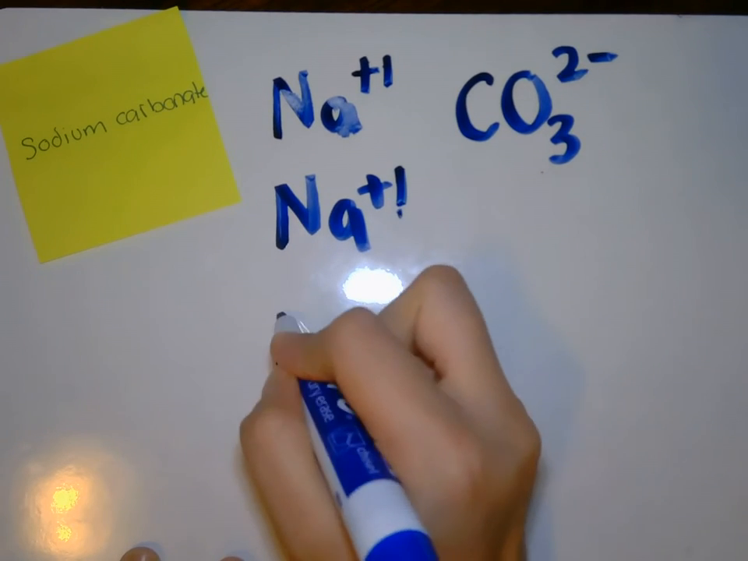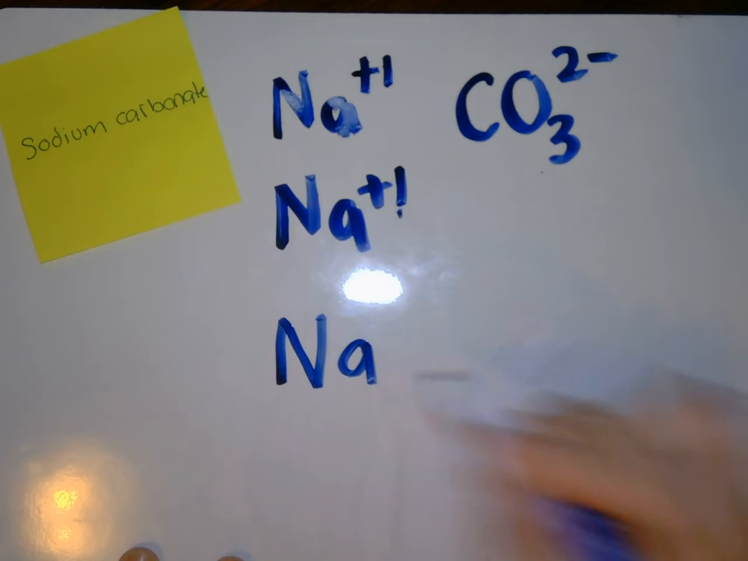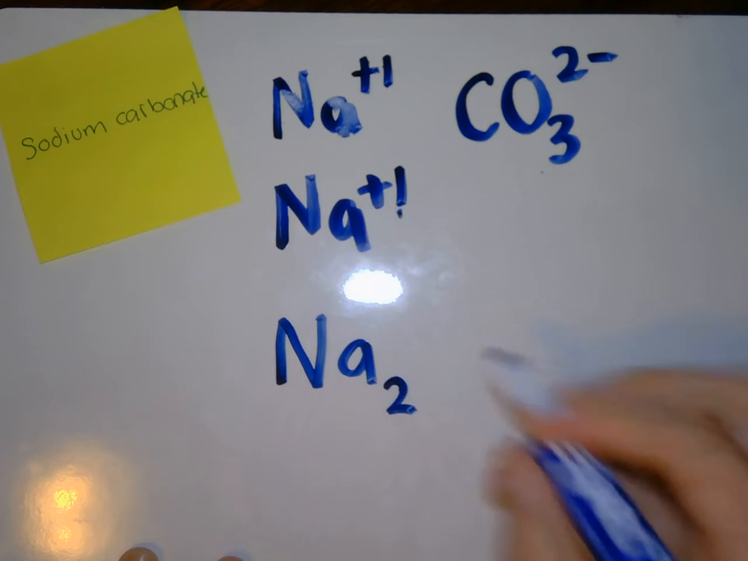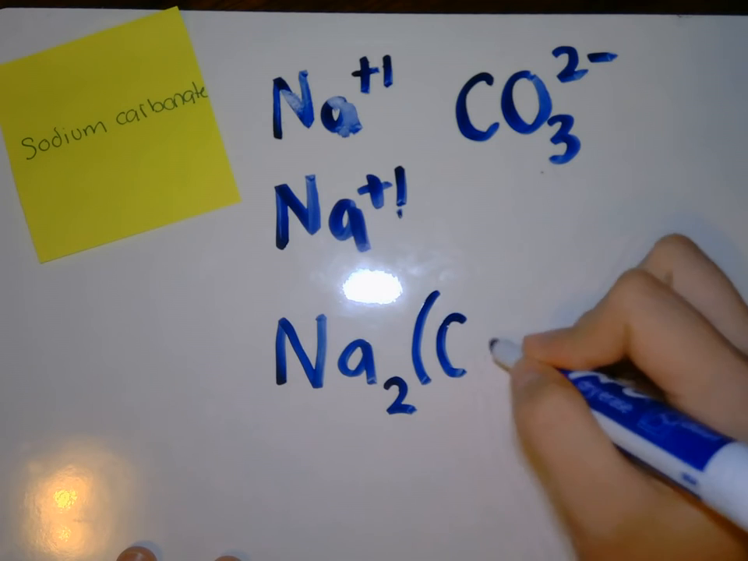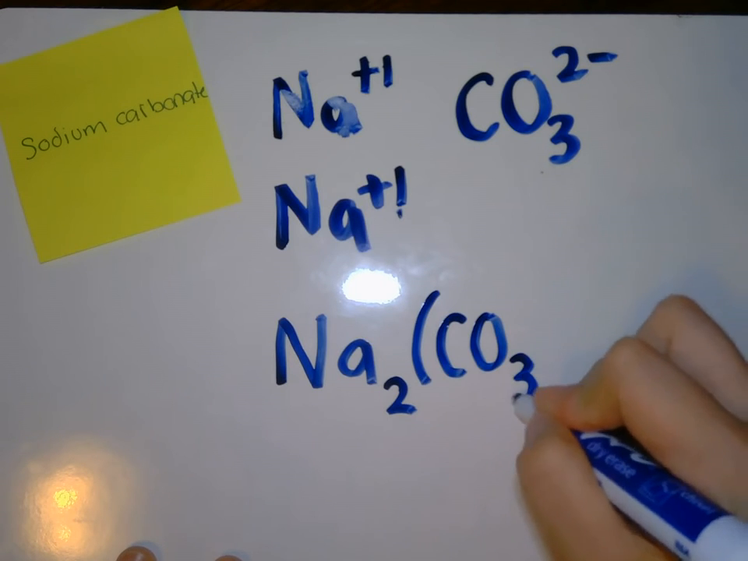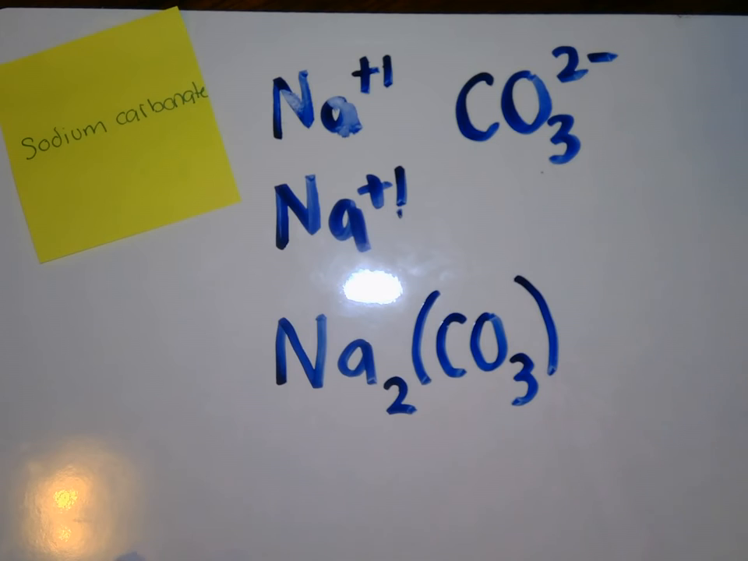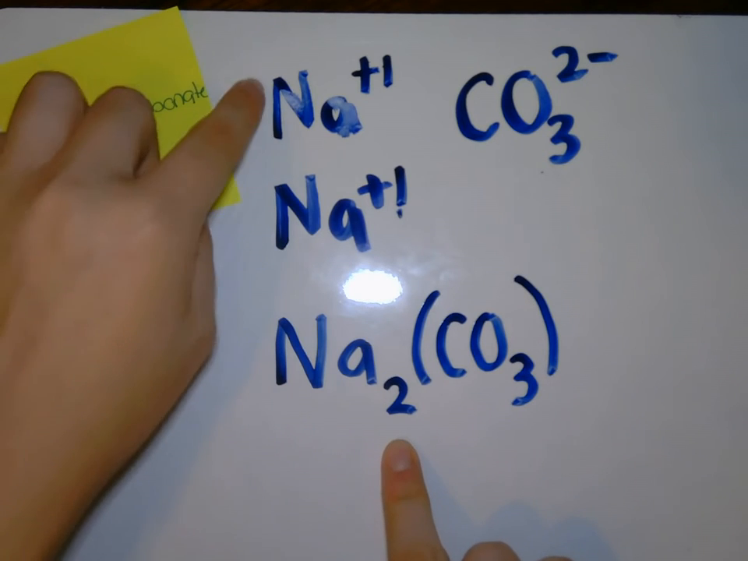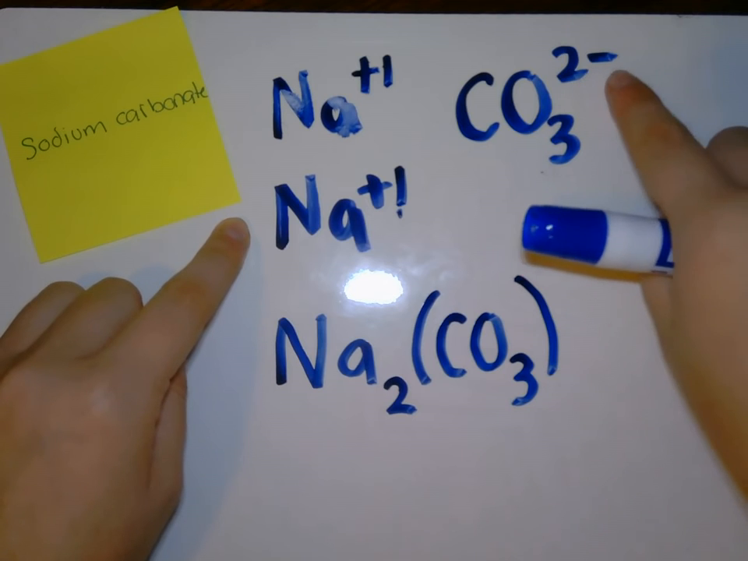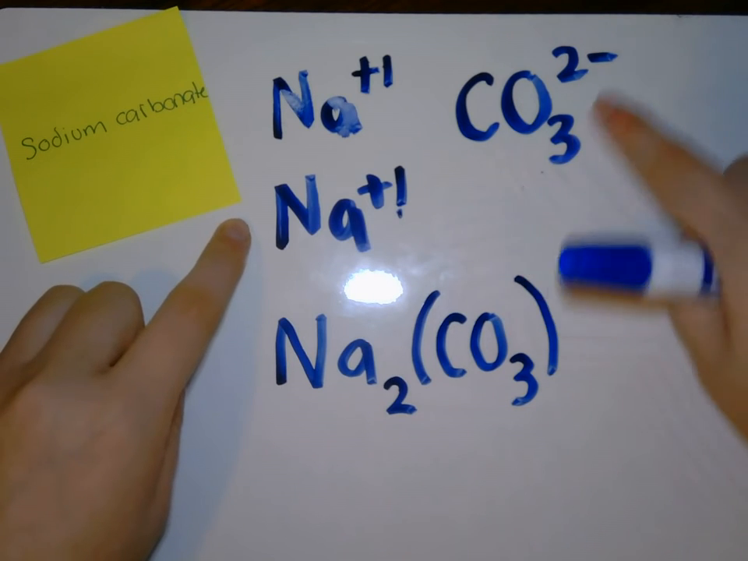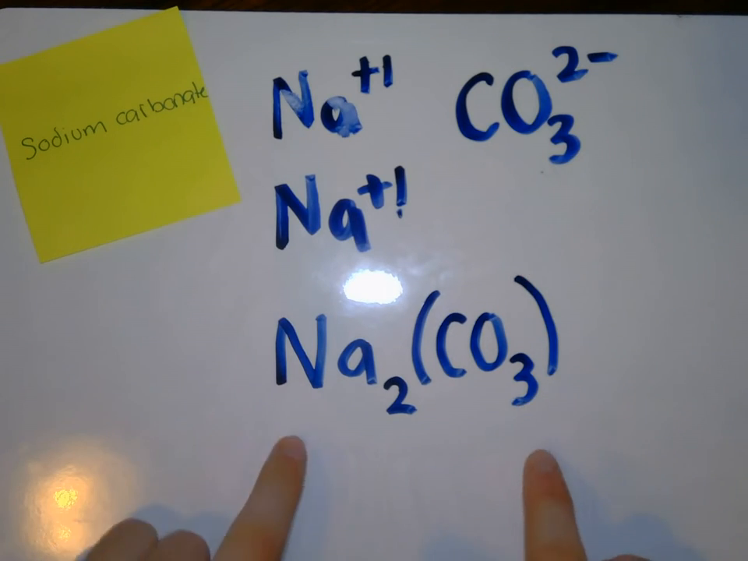So my final formula is going to be Na2, and then I'm going to put my polyatomic ions always in parentheses. They always have to be together. Boom. So now my 2 +1 sodium ions will counteract this 2- charge, and I don't have to add any more of these. It's balanced out. And that is the formula for sodium carbonate.